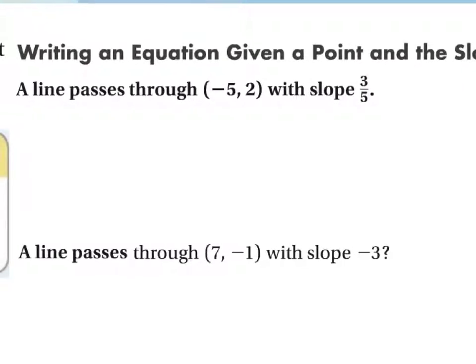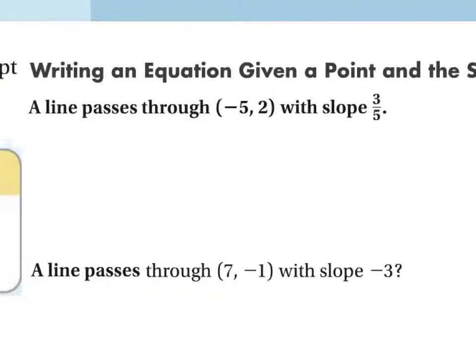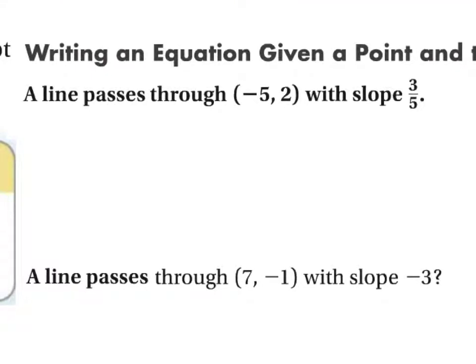Writing an equation given a point and the slope. So again, this is the situation where you would want to use point-slope. Like I said, you don't have to use point-slope, but this is what it's basically made for, this type of situation. So, starting out here, I want to first just write down point-slope form. So y minus y sub 1 equals m times x minus x sub 1.